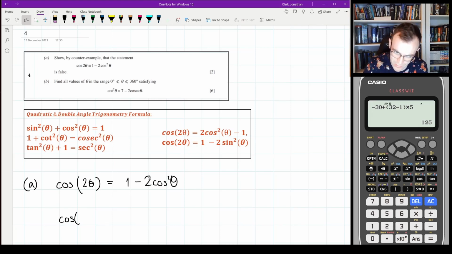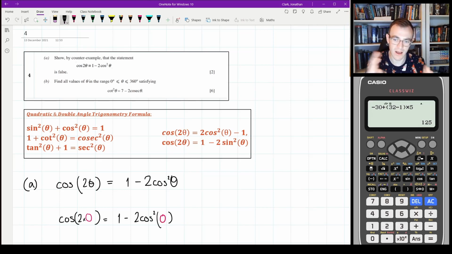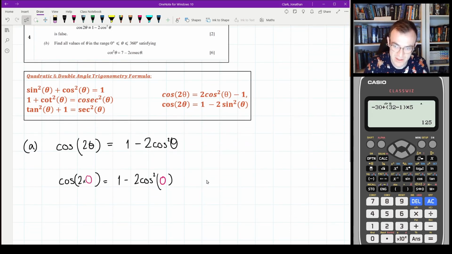So for example, if you took a certain angle and plugged it in, we tend to go for fairly nice angles here, like theta is 0, theta is 90 degrees, that sort of thing. Let's try 0. So you plug 0 in, and if the statement's false, we're hoping to get an unbalance. We're hoping to get something different on left and right sides here.